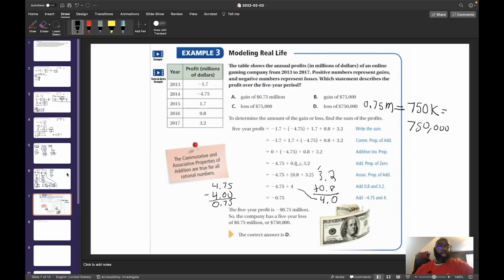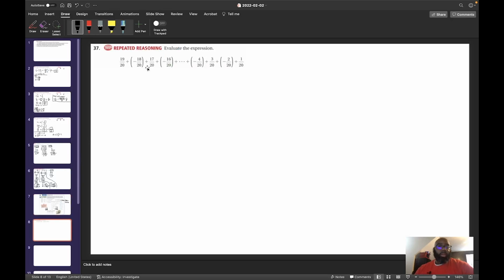All right. And I think it was like one more. Oh, this one, the repeated reasoning, evaluate the expression. The way you're going to do this one is basically you see all of them have 20 as the denominator, so the denominators are common. So really we could just look at, you see how it's going odd to even, positive, negative, and then add a negative. Positive, negative, that's the pattern. And then if you notice, the negative numbers are the even digits. The positive numbers are the odd digits.